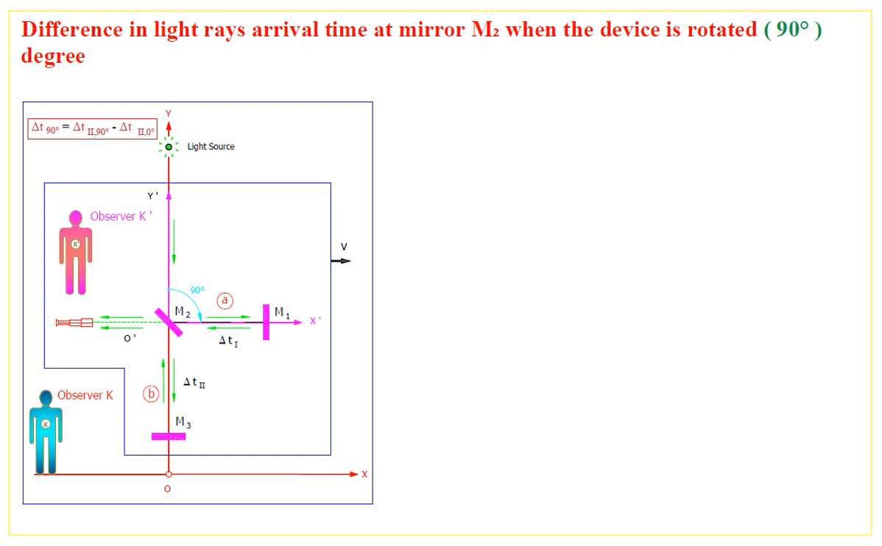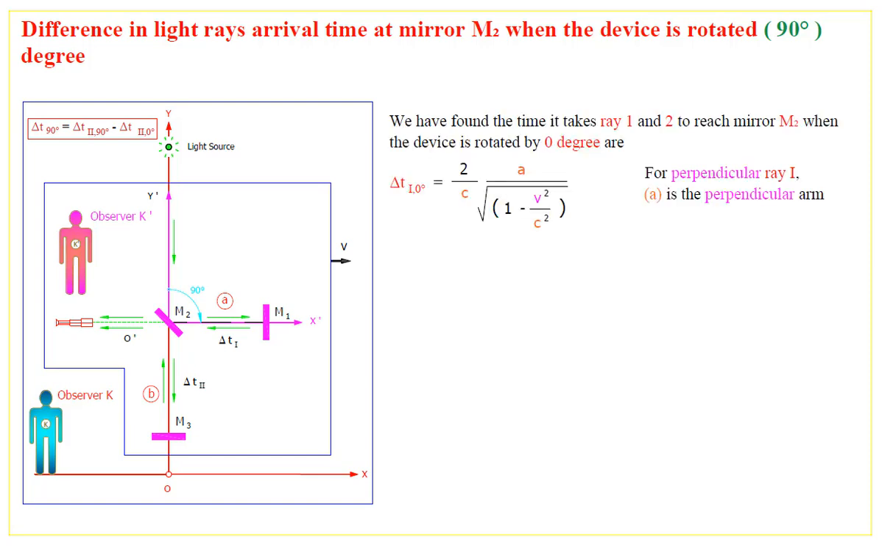Difference in light rays arrival time at mirror M2 when the device is rotated 90 degrees. We have found the time it takes ray 1 and 2 to reach mirror M2 when the device is rotated by 0 degrees. Delta T1 at 0 degrees for the case of perpendicular ray 1, and A is the perpendicular arm. Delta T2 at 0 degrees for the case of parallel ray 2, and B is the parallel arm.